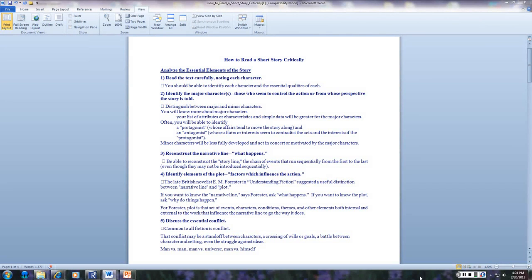One of the examples that he gives is that the queen dies, and then the king dies. That's the sequence of events. The king dies, and then the queen dies of grief is a plot. There is causality. So when we're looking at plot, we not only want to look at the narrative line, the sequence of events, but we also want to look at the plot. What happens as a result of another action?